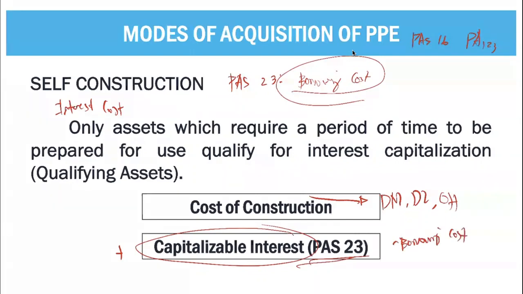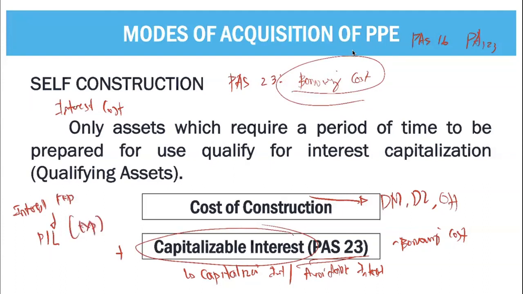Sometimes capitalizable interest is also known as your capitalized interest or your avoidable interest. So why do we say it is capitalizable interest or capitalized interest or avoidable interest? You know that if ever you have an interest expense, it will be placed under your profit or loss, particularly expense. So why do we say it is capitalizable or avoidable? So instead of placing it as expense, we place it as part of cost of the asset. So we capitalize it. So we place it as part of the asset instead.